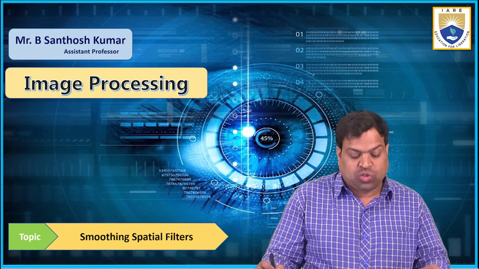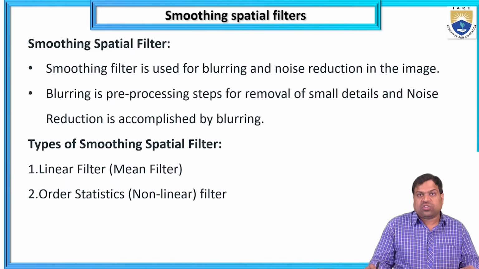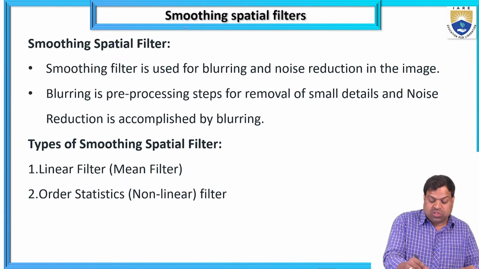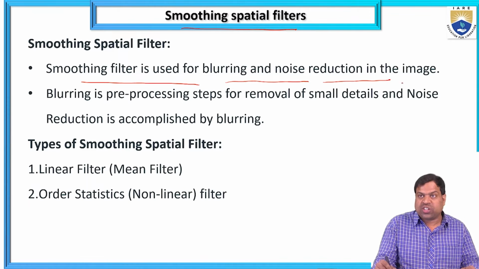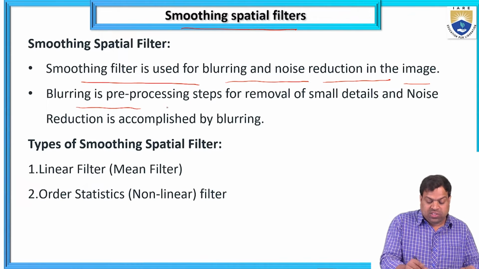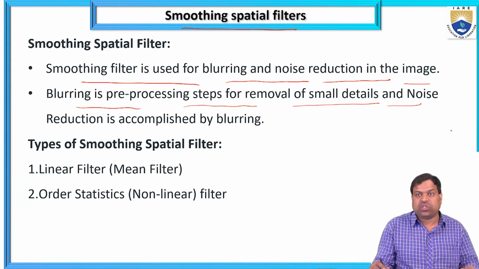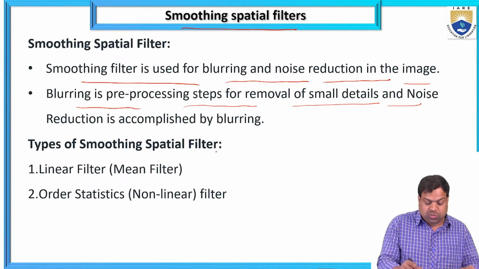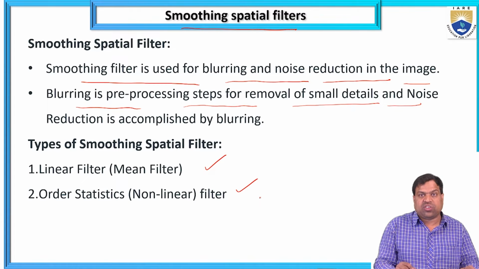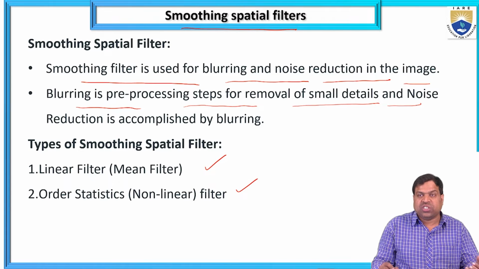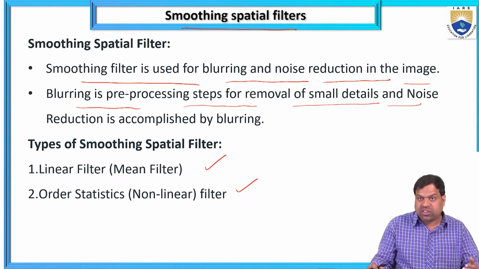Today my topic is smoothing spatial filters. We start with the definition. Smoothing spatial filters are used for blurring and noise reduction in the image. Blurring is a pre-processing step for removal of small details, and noise reduction is accomplished by blurring. The types of smoothing spatial filters are the linear filter, that is the mean filter, and the order statistics filter, that is a non-linear filter. As we discussed previously, spatial filters are of two types: smoothing and sharpening.